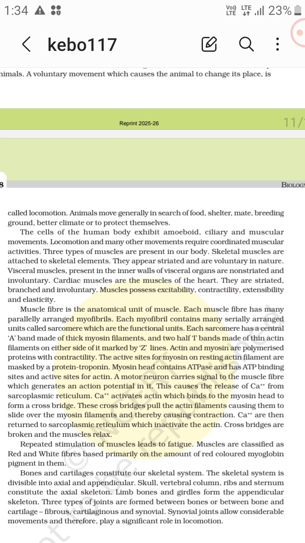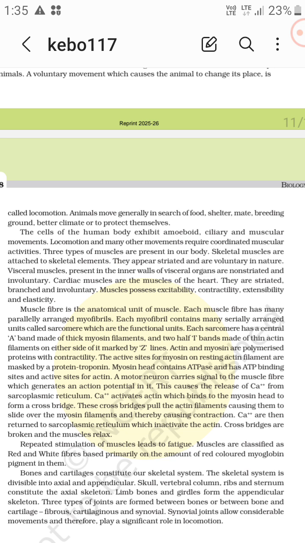Three types of muscles are present in our body. Skeletal muscles are attached to the skeletal elements. They appear striated and are voluntary in nature. Visceral muscles present in the inner walls of visceral organs are non-striated and involuntary, that is, the movement is not in our control. Cardiac muscles are the muscles of the heart. They are striated, branched and involuntary.